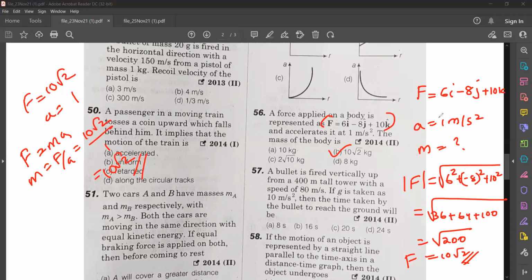So from F in vector form, you have to get the magnitude of this vector. How to find the magnitude? Root of x square plus y square plus z square will give you the magnitude of a vector. After finding the magnitude, you can just substitute and find the value of mass. So it is 10 root 2.